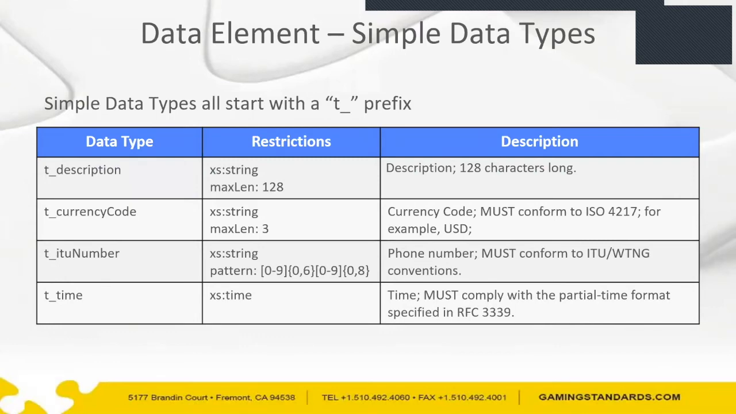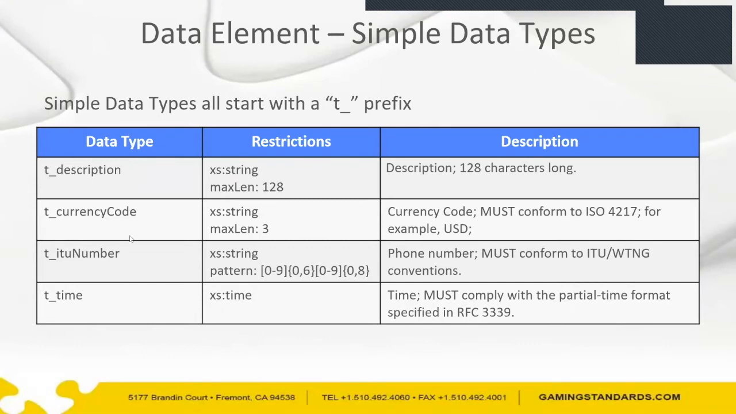And then T underscore time uses the construct excess time, and this time must comply with the partial time format that is specified in RFC 3339. 3339 is time and date. In this case, we're only using the time portion, so that's why we are conforming only to the time aspect of RFC 3339. Now, these are just a few of the data types that I'm showing you.